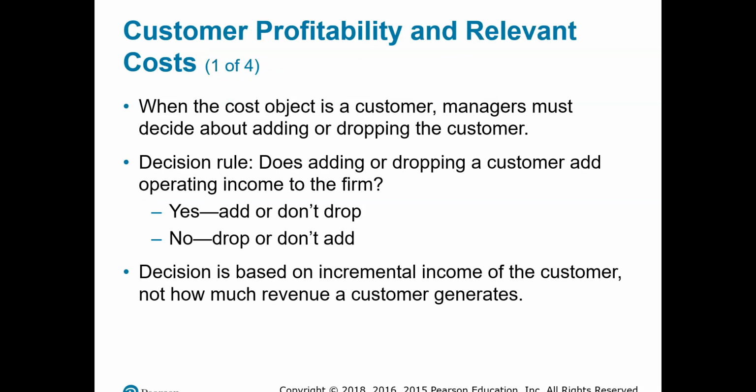So let's talk about now customer profitability and relevant costs. When we take into account customer profitability, the cost object is our customer, not a particular product or service. So we have to ask, does adding or dropping a customer add operating income to the firm? If it's yes, then we add or don't drop. If it's no, then we drop the customer or don't add the new customer. And the decision is going to be based on incremental income of the customer, not how much revenue a customer generates. So let's take a look here and go back to the example in the book.